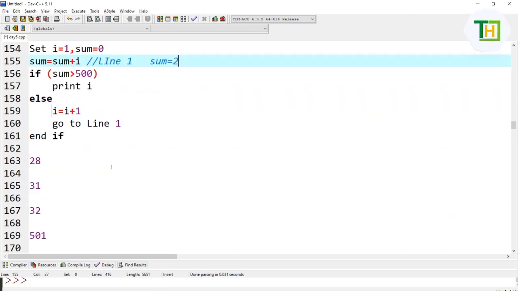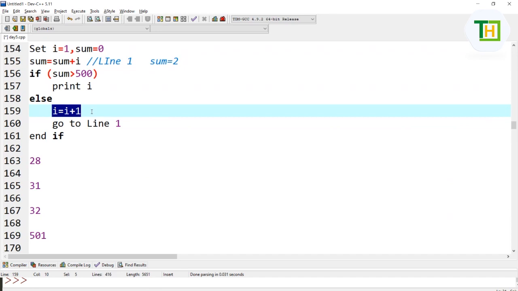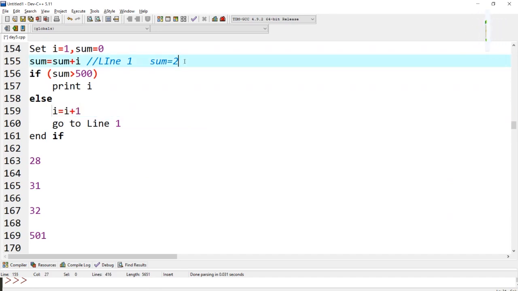What is the output here? What is the I value? It is going to be printed here. I value is again, just observe here. It is 1 plus 1. Then again it is going to be 2. 2 plus 1, that is going to be 3.